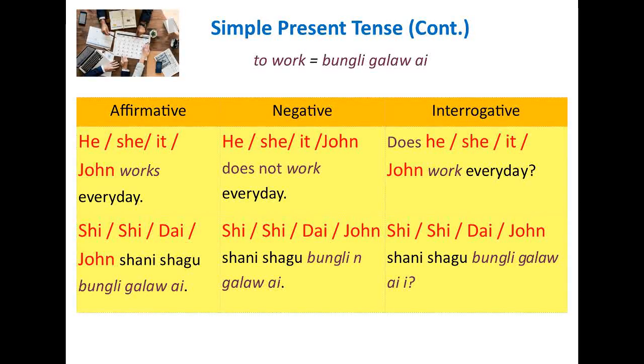Let's see how to form negative sentences. He, she, it, John does not walk every day. In Kachin Jinghpaw: she, dai, John, shani shigu bungli unglo ai.